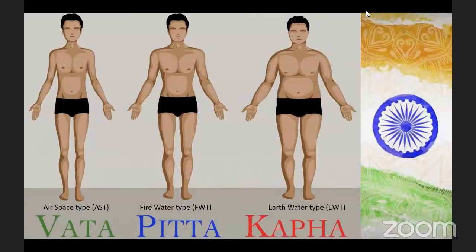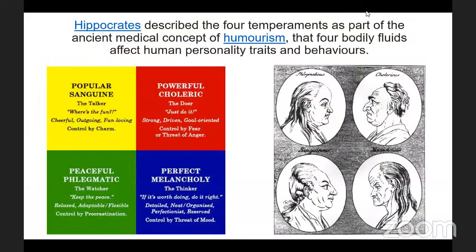Hippocrates, father of medicine, described 4 temperaments as a part of the ancient medical concept of humorism: 4 bodily fluids affecting human personality traits and behaviors. The classification is like this: popular sanguines, powerful cholerics, peaceful phlegmatics, and perfect melancholies.